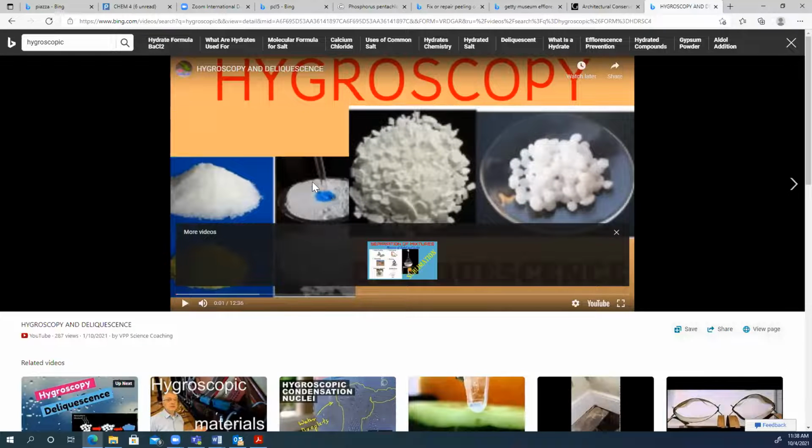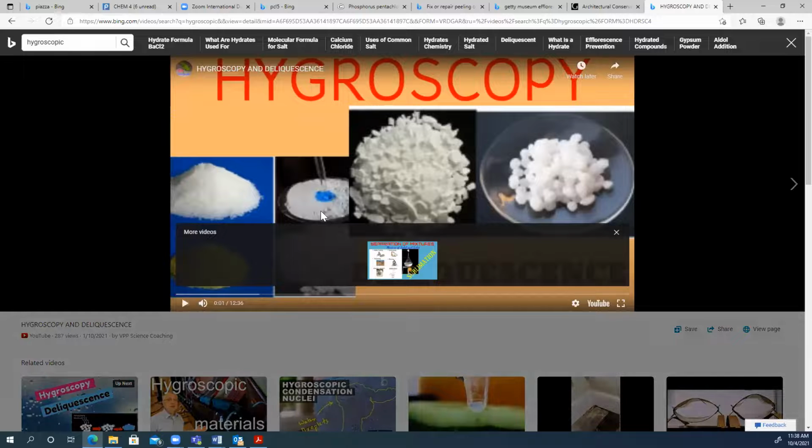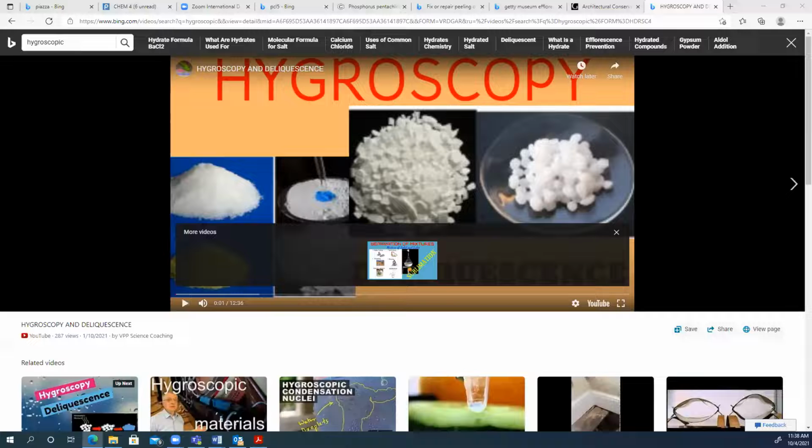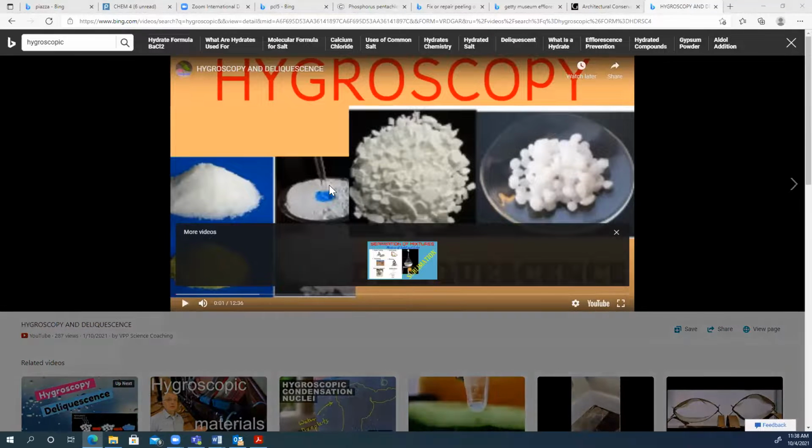Okay, hygroscopic materials will suck water out of the air. So if they didn't put the dropper here, eventually this would turn blue by sucking the water out of the air. And then deliquescent, hygroscopic materials are used as desiccants. Desiccators just dry the air, desiccate the air, water. So they're used as desiccants.